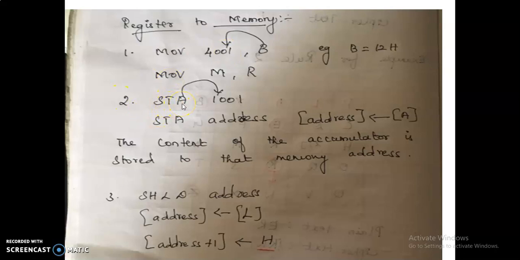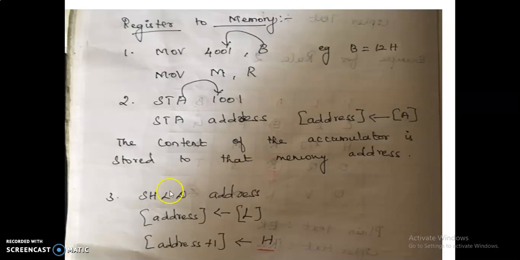This is store accumulator. This means the content of the accumulator is moved to a particular memory location of the microprocessor. Here I have shown the direction from the accumulator; it moves to the memory location. The content of the accumulator is stored to the memory address mentioned. Here the example address is 1001. For example, if the accumulator has the value 20, the value 20 is moved to the memory location 1001.